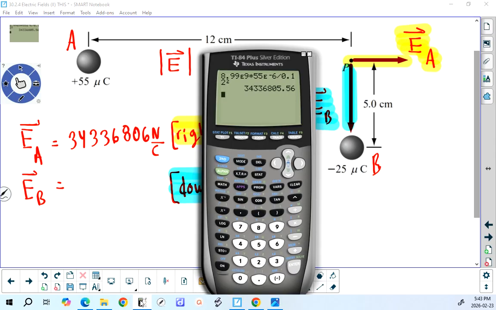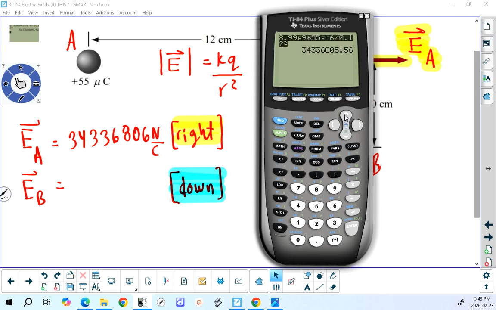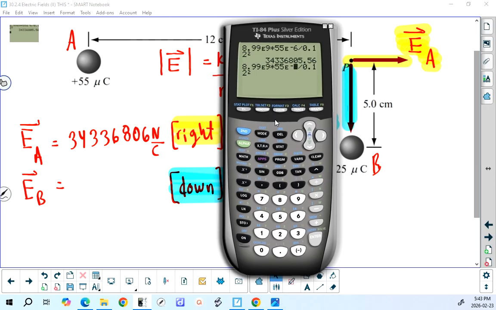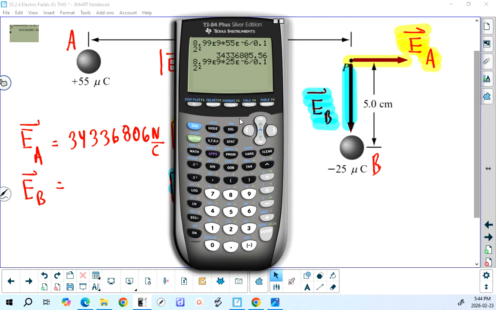Let's see what we get now. I'm going to take Coulomb's constant times the charge of B, which is 25 microcoulombs. Remember, you never put negatives in. If a charge is negative, that negative doesn't go into the formula. That's just for us to determine directions on our diagram. 25 microcoulombs divided by the distance, which is 0.05, quantity squared. I'll just step back and double check my entry. It looks okay. So I'll just write the whole thing down.